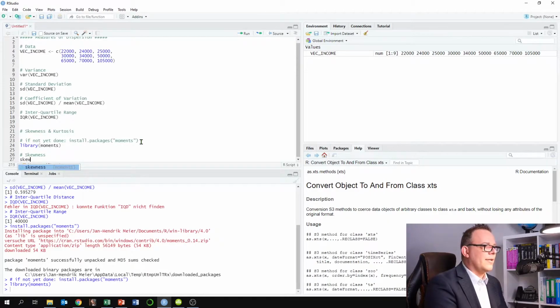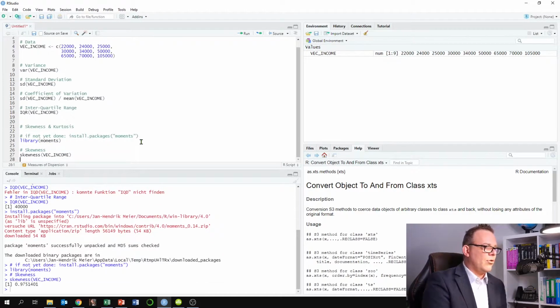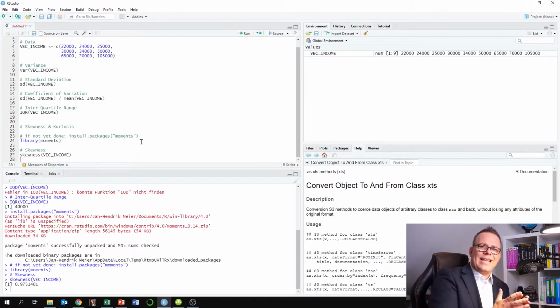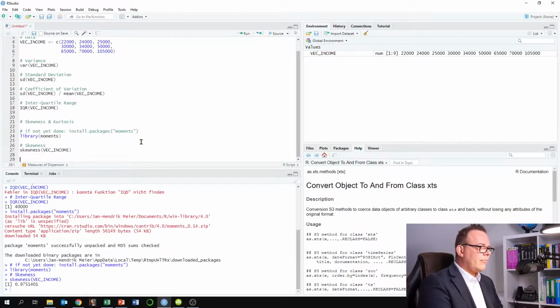The command is skewness, of course. I hand over the vector income and I get a skewness of 0.97. It's positively skewed, or in other words, we have a denser part on the left-hand side and a more spread out part on the right-hand side of our distribution.